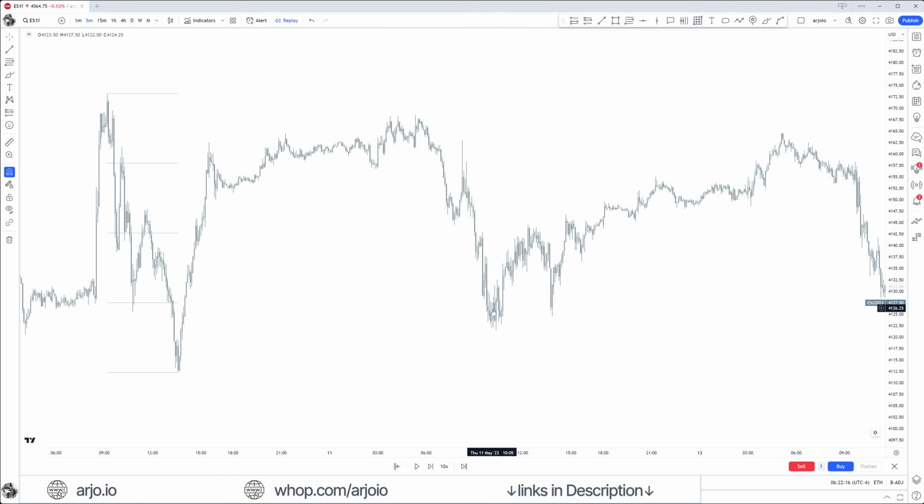But once this fails to follow through and fails to take these lows, then you can confidently say that this is failing to follow through. It failed to follow through on the highs. It failed to follow through on the lows.